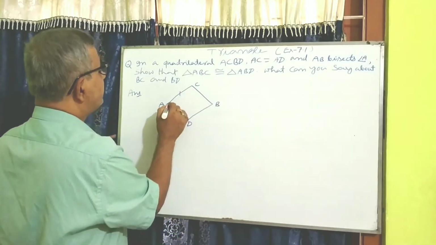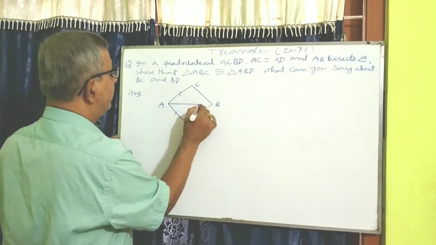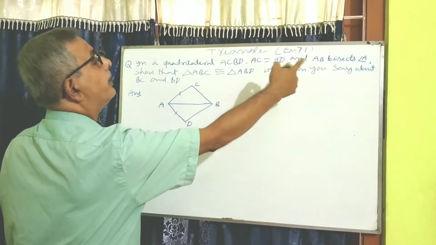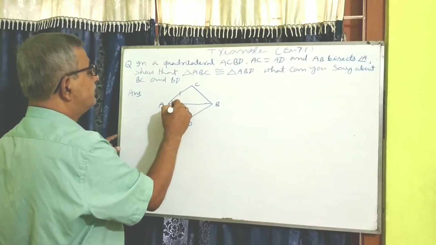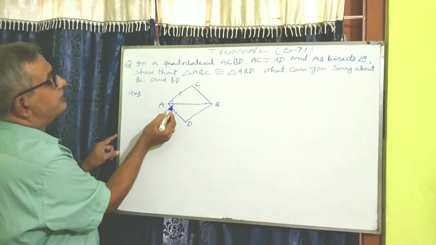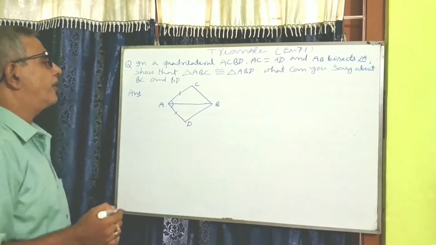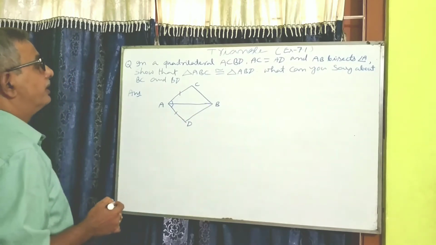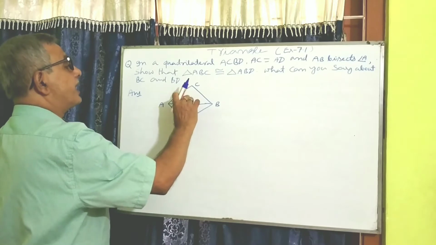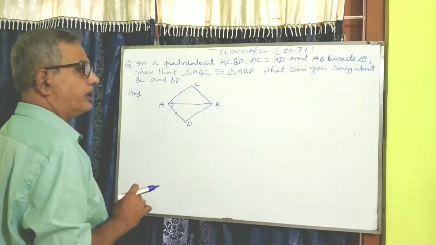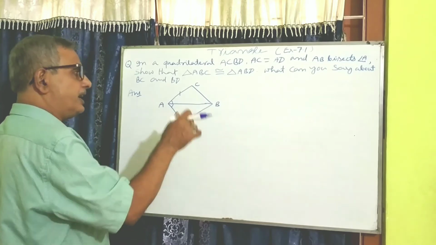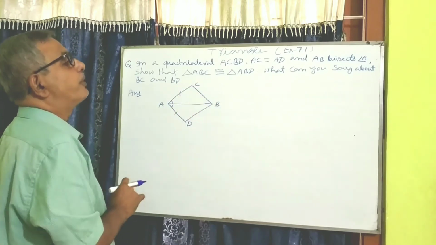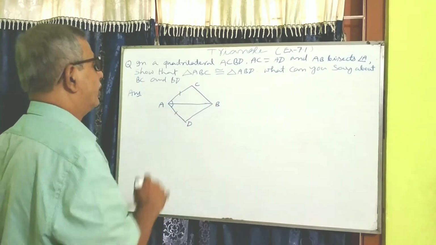AB is the bisector of angle A. Means what? This angle is equal to this angle. Why? Because AB is the bisector of angle A. Now, you have to make these two triangles congruent, and after that you can tell what about BC and BD, whether they are equal or not.